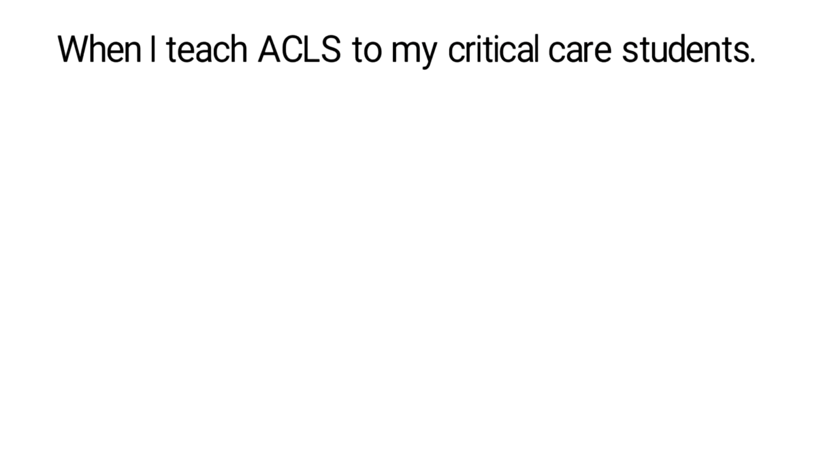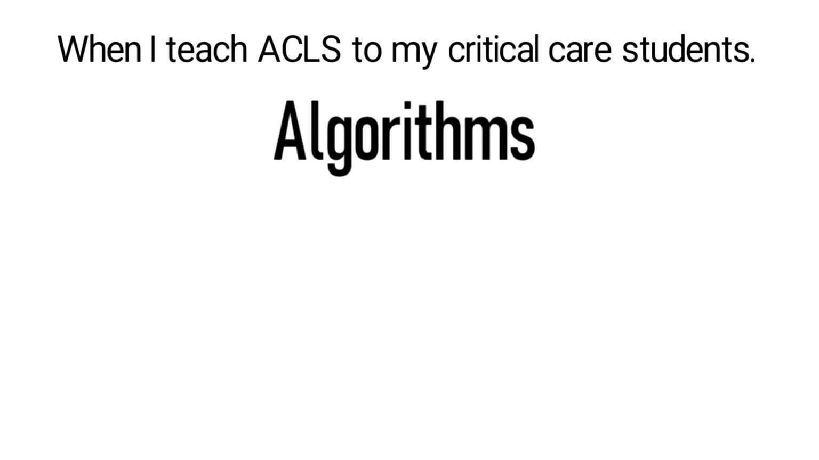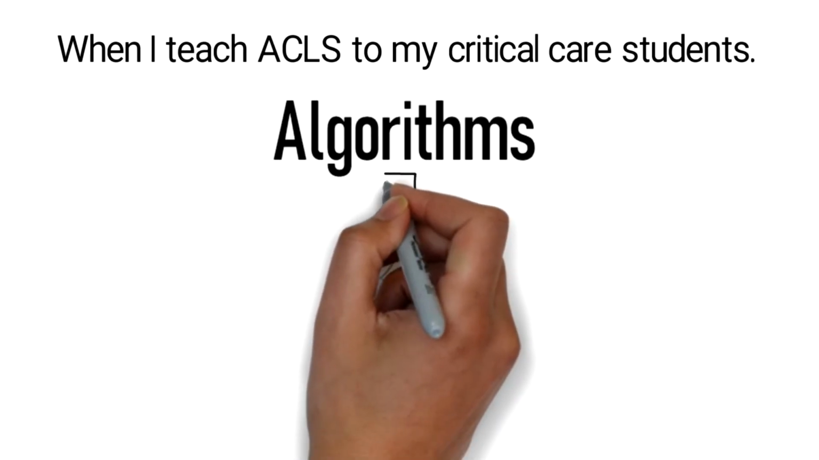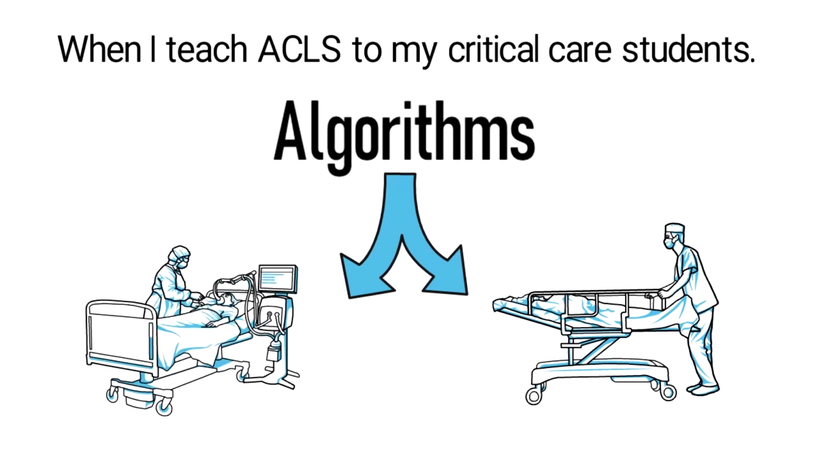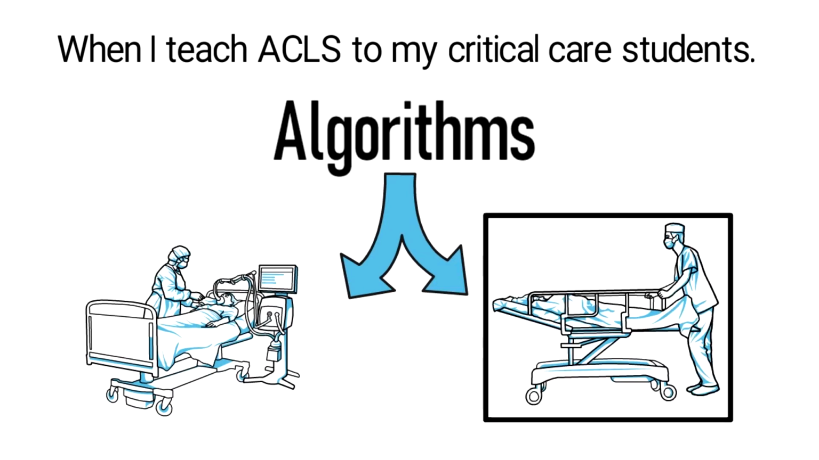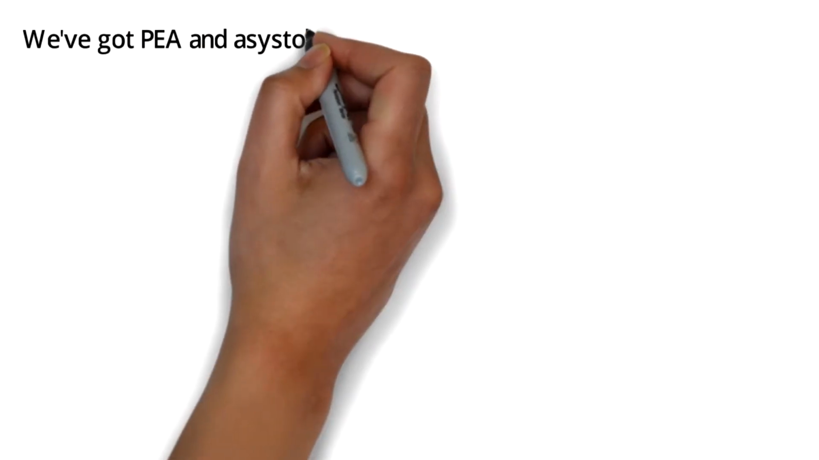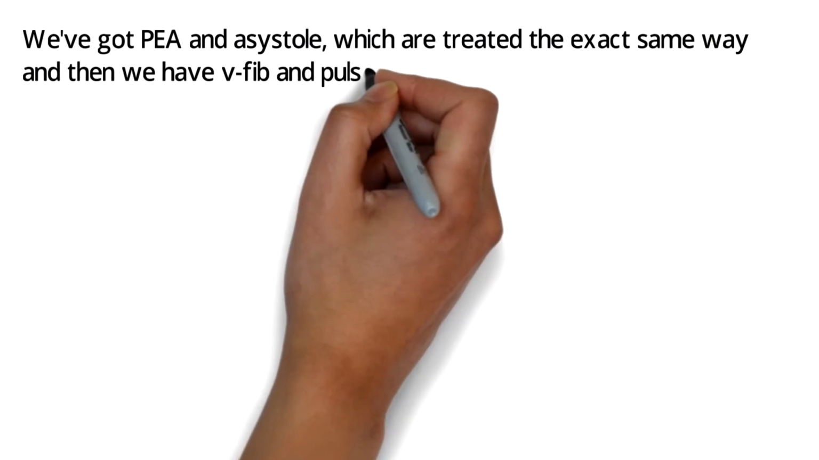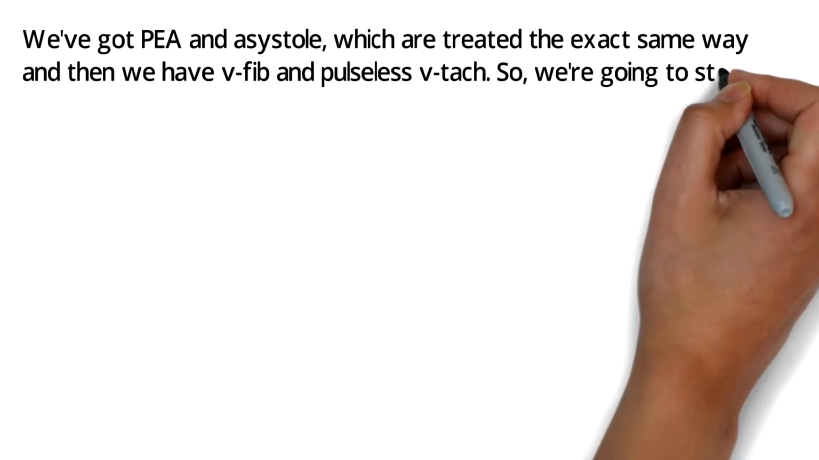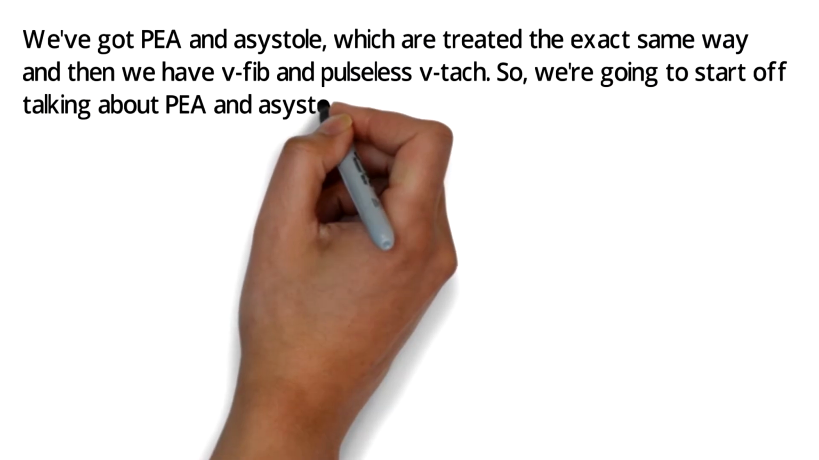Now let's get started. When I teach ACLS to my critical care students, I break the algorithms down into two major categories. We've got dead patient algorithms and alive patient algorithms. The dead patient algorithms are what we're going to be talking about today. So we've got PEA and asystole, which are treated the exact same way. And then we have VFib and pulseless VTAC. We're going to start off talking about PEA and asystole.